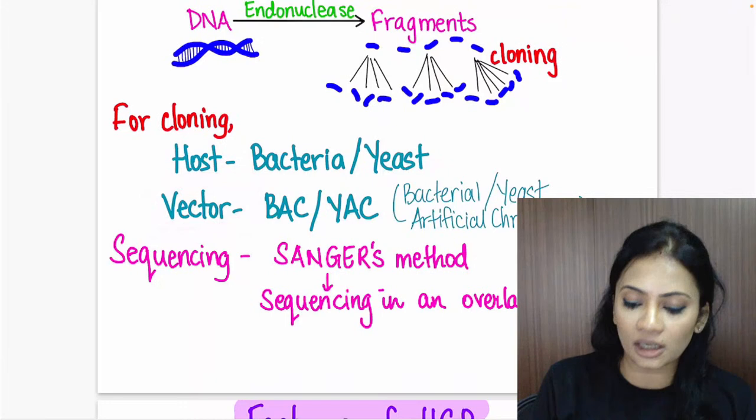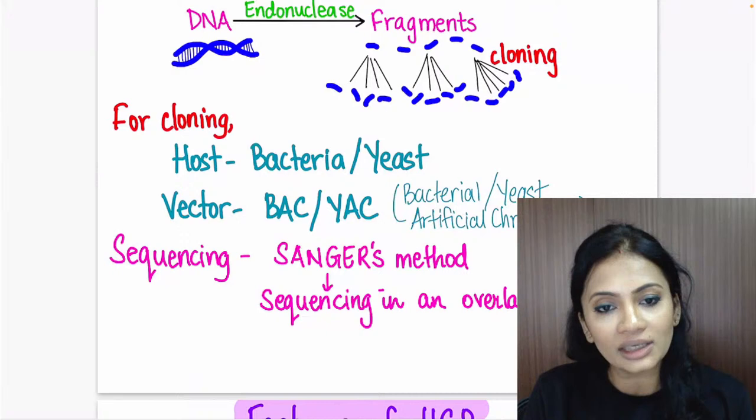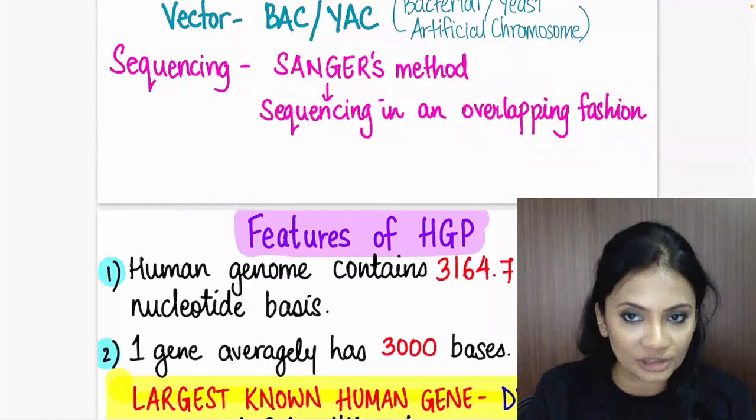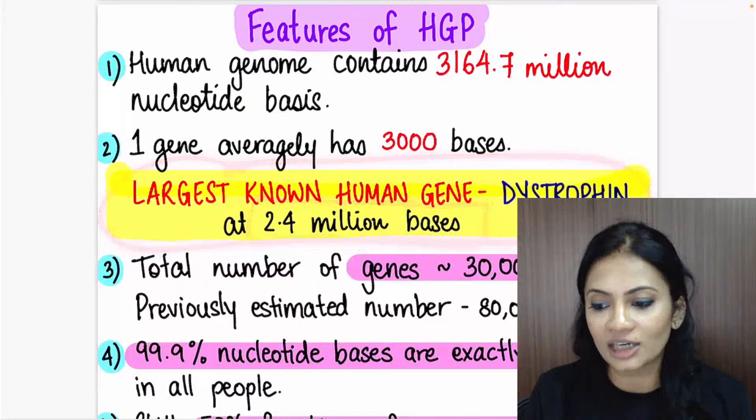Which were the vectors? BAC and YAC: bacterial and yeast artificial chromosomes. And the host is going to be bacteria or yeast. Sequencing was done by Sanger's method in an overlapping fashion. Alright, the largest known human gene is dystrophin, at 2.4 million bases.